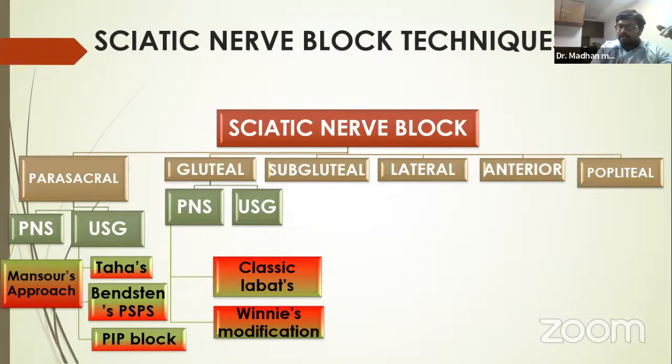If you go to the subgluteal level, again, so many named procedures are there. Some, depending upon the position of the patient, depending upon the approach of the needle, they have named it differently. And coming to the other levels, you can block it laterally, mainly at the level of the greater trochanter, and anteriorly also you can block. Suppose the patient is not able to be turned from supine to lateral or prone, we can do the anterior sciatic nerve block, keeping the patient supine, and popliteal will be the last level at which we can block the sciatic nerve proper.